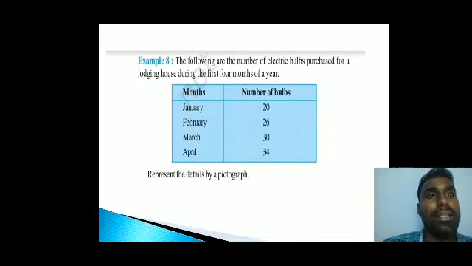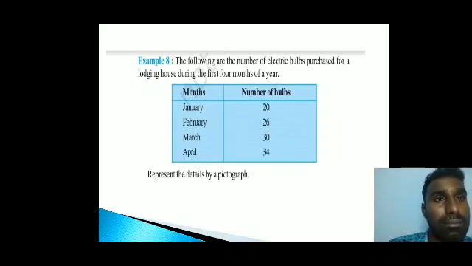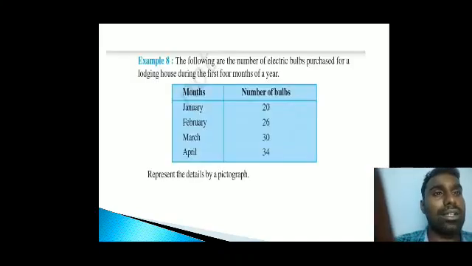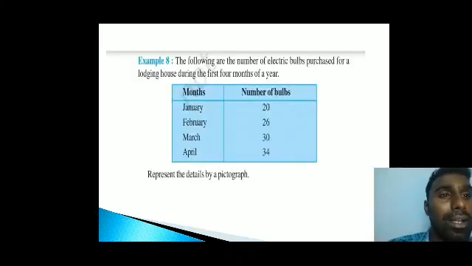Okay, so the next question is example 8. The following are the number of electric bulbs purchased for a lodging house during the first 4 months of a year. So what are the months they have given? January, February, March, April. So 4 months they have given the number of bulbs purchased for the lodging house. January they purchased 20 bulbs, and February 26 bulbs. Okay, and then March 30 and April 34.